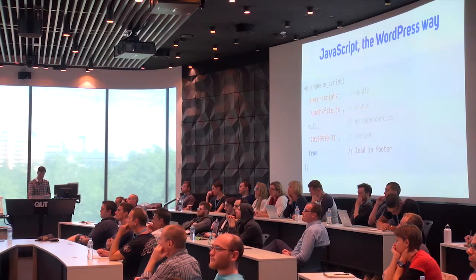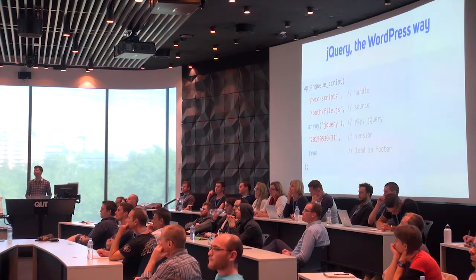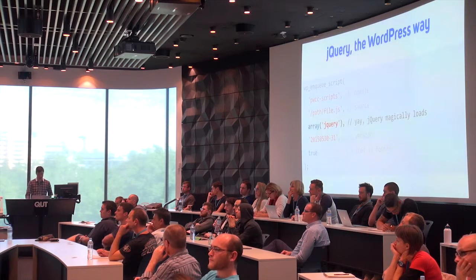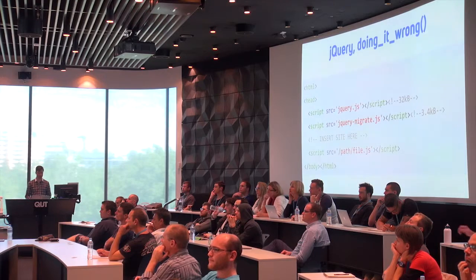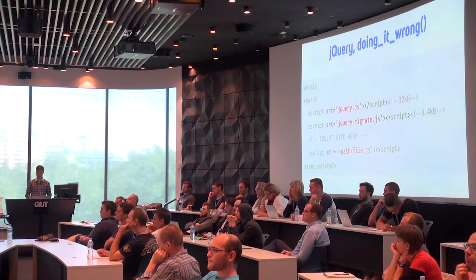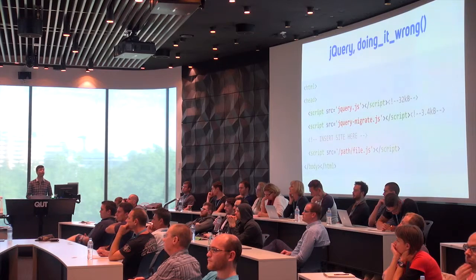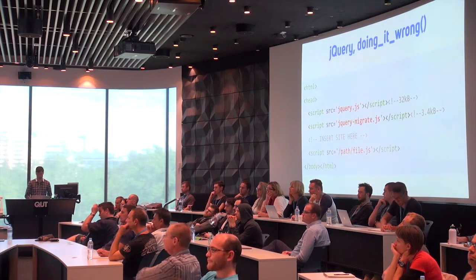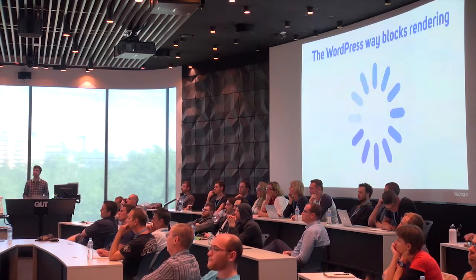So let's move on. Most of you will know WordPress comes loaded with jQuery. Just name it as a dependency and yay, jQuery loads magically. So in theory, because we're doing it the WordPress way, we're doing everything correctly. So let's have a look at what we end up with. Right there, up in the HTML header of the document, there it sits, nice and proudly, jQuery. And to maintain backward compatibility, there's its little friend as well, jQuery migrate. So loading jQuery the WordPress way blocks rendering and it will slow down your site.